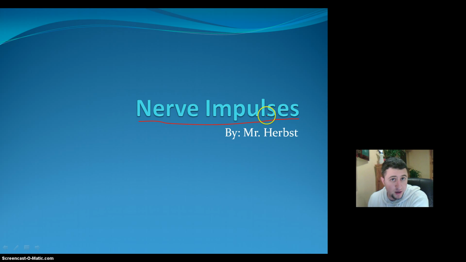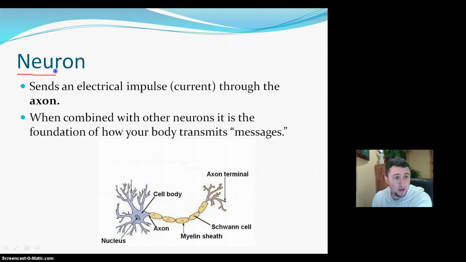Today's focus is going to be on nerve impulses in anatomy. I had a few requests to add my face in here, so hopefully it doesn't scare you off too much. We've been focusing on this thing called a neuron, which can send an electrical impulse, otherwise known as an electrical current, through an axon. When combined with other neurons, it is the foundation of how your body transmits quote-unquote messages.